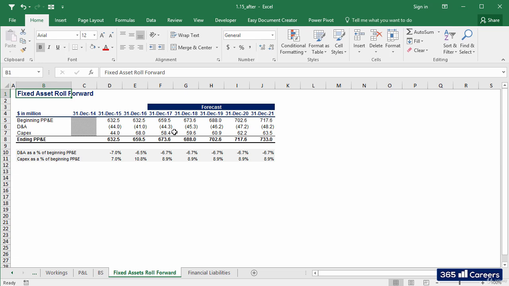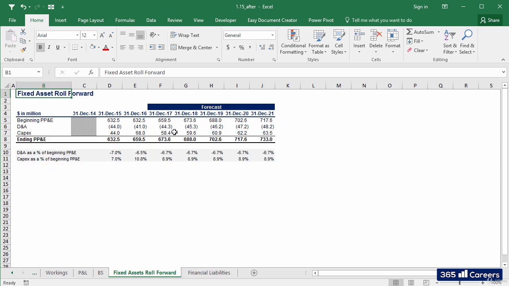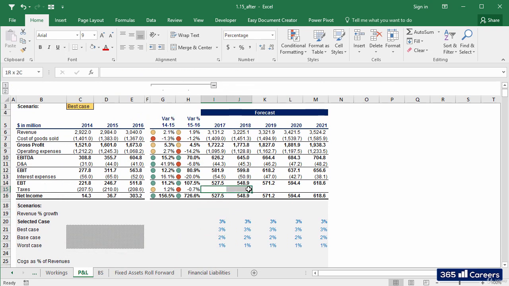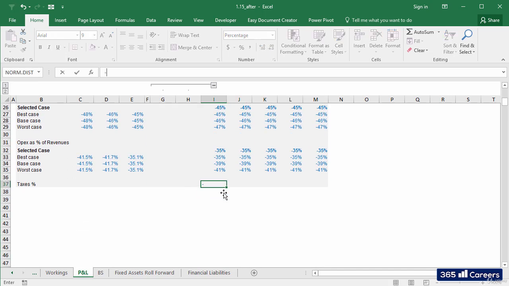All right, excellent. We've created a fixed asset roll forward and a financial liability schedule. In this lesson, we'll deal with the last detailed forecast we have to create, an equity schedule. First, let's open the P&L sheet. We've arrived at EBT, so the only unknown before calculating net income are taxes. Let's hypothesize a tax rate of 35%.